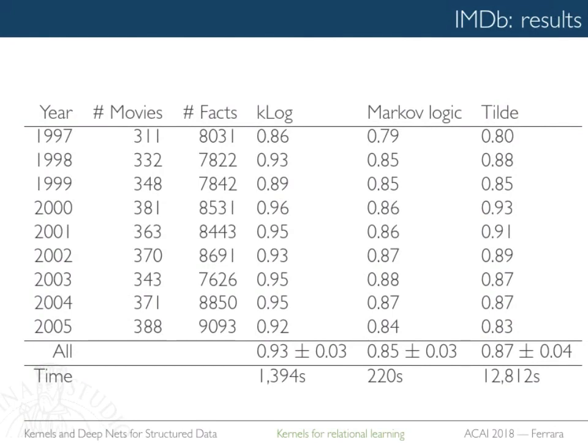I think this is interesting. Markov logic, again, does collective classification. It's faster than K-log in this particular case, but it's a lot less accurate. Tilde, which is a relational learning based on decision trees, is also a little bit better than Markov logic, but look at the timing. So K-log is a good trade-off in terms of good accuracy and good prediction times. If you want to give it a try, it's downloadable and you can use it. All right.